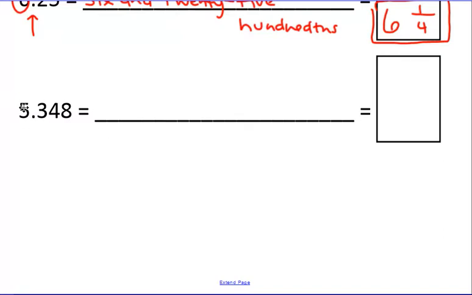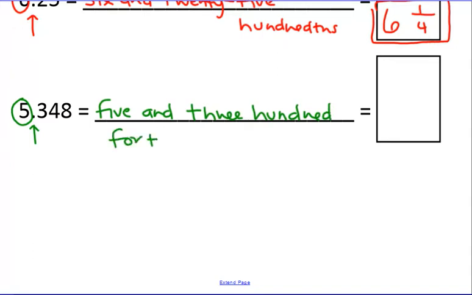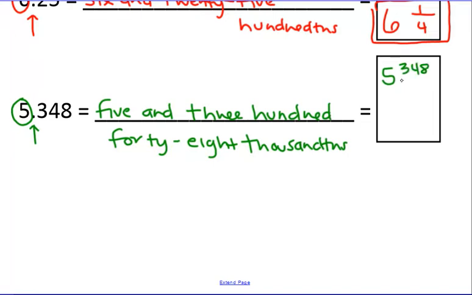And then this one is a little tricky here. So here I have, remember 5 is the whole number and our decimal is and. So 5 and 348 thousandths. So 5 is our whole number and then 348 over 1,000.